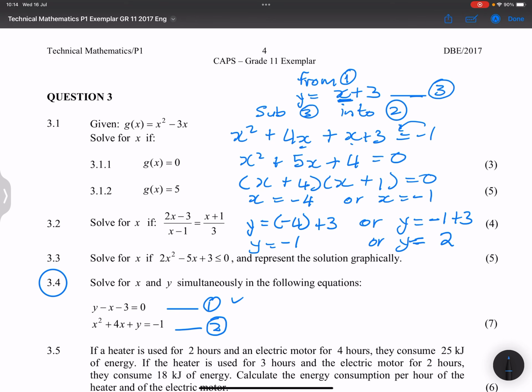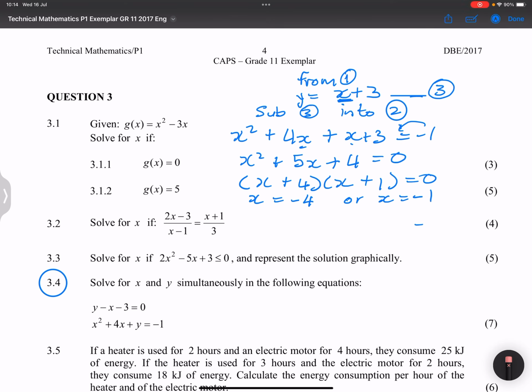All right, and that is truly how the cookie crumbles. That would have been 7 marks, guys. It is worth it for you to actually just dedicate some time practicing this section.